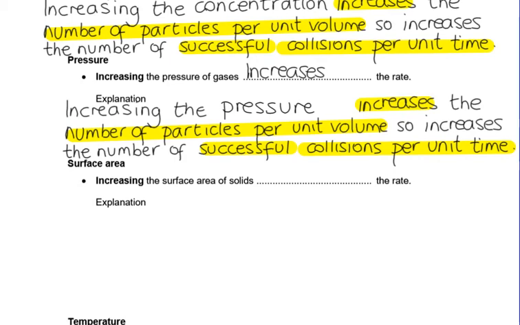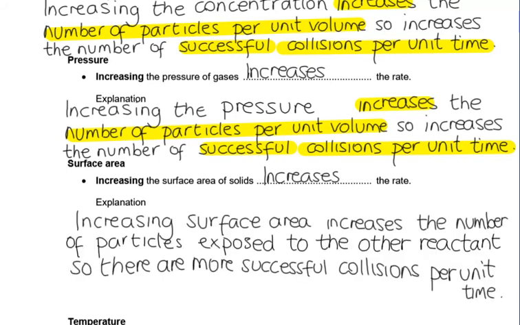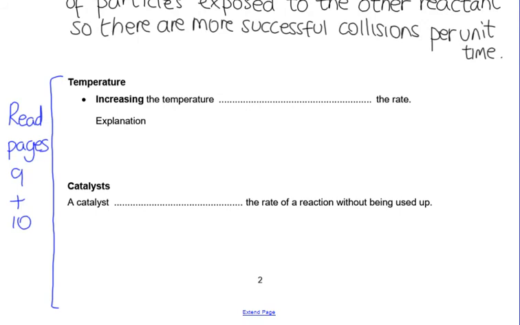So why does increasing the surface area of solids increase the rate? Increasing surface area increases the number of particles exposed, and so there are more successful collisions per unit time. Now for the last two, we need to be a little bit more careful. This is going to be slightly different maybe to the reasons you were giving at GCSE. The top three answers are all about the number of successful collisions per unit time.